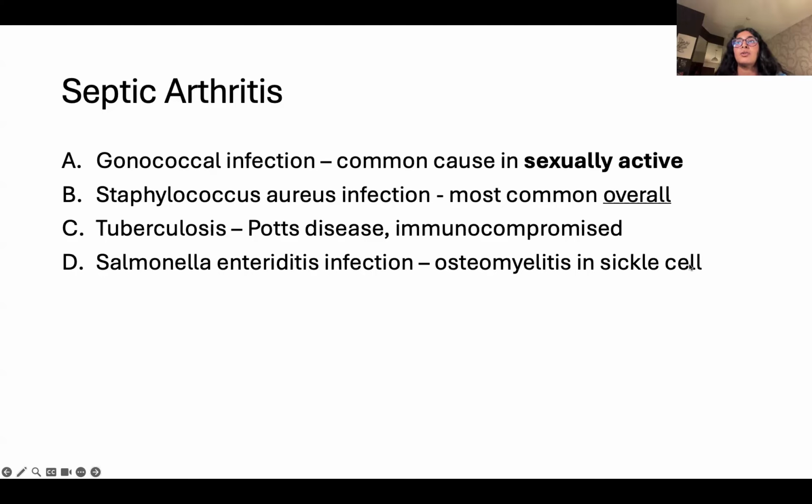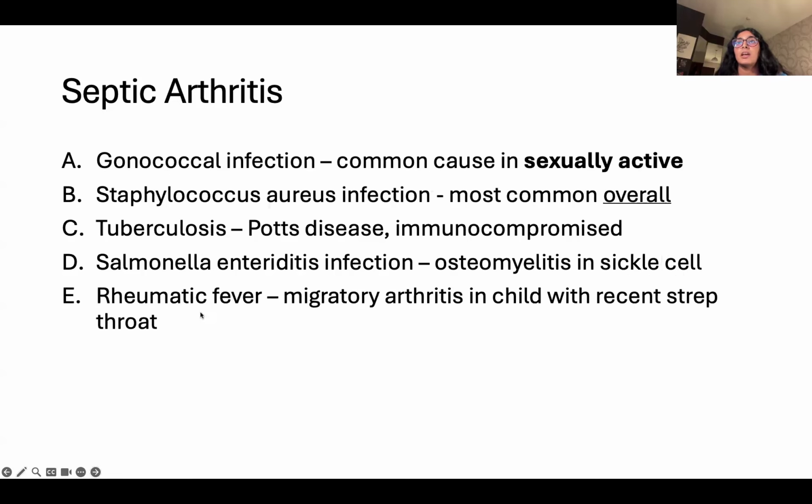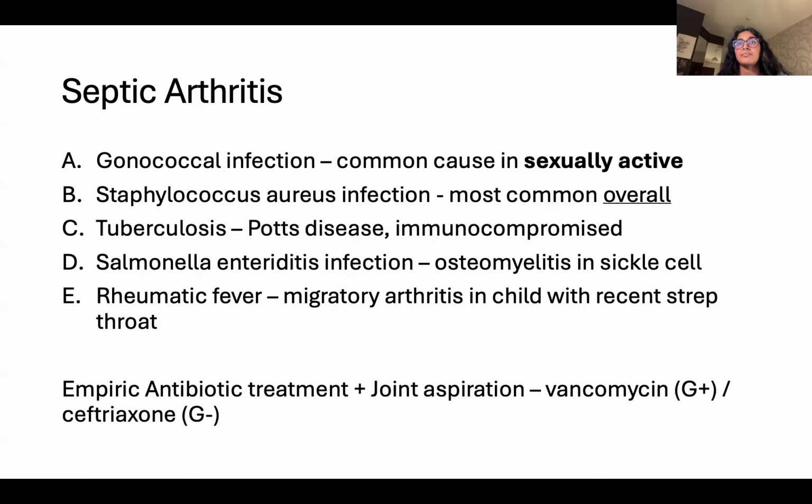Salmonella, we talked about for sickle cell patients specifically. It's not the most common overall. And rheumatic fever, it's more a pattern of migratory arthritis. So you get all of those systemic signs of an infection, but it's more likely to be in a child. They've had some sort of sore throat. That's the picture that you'd see.